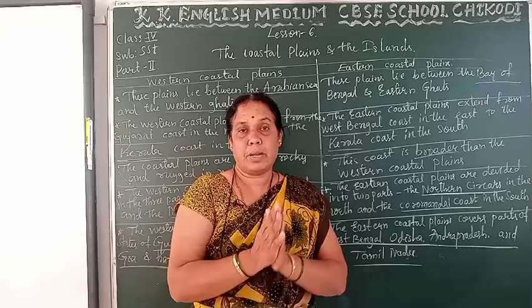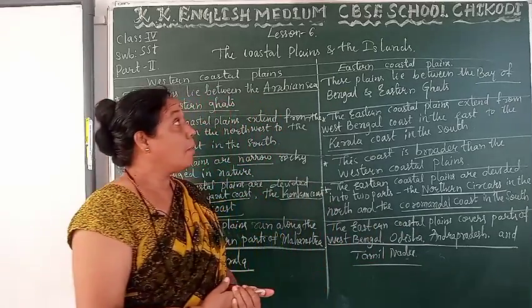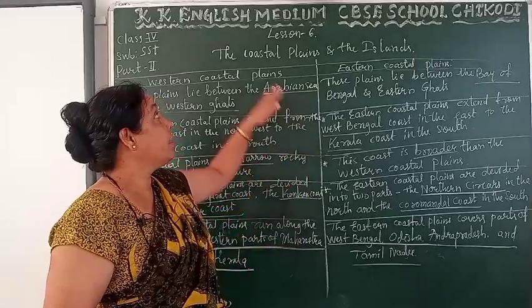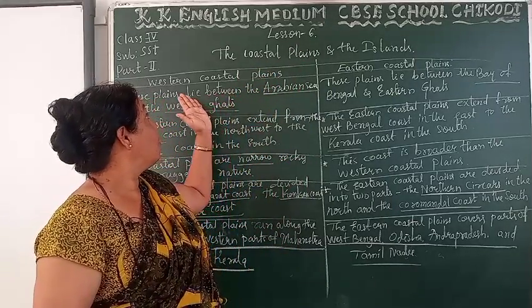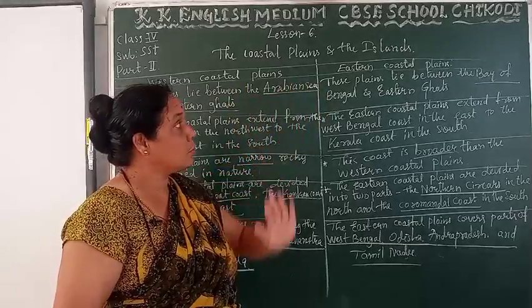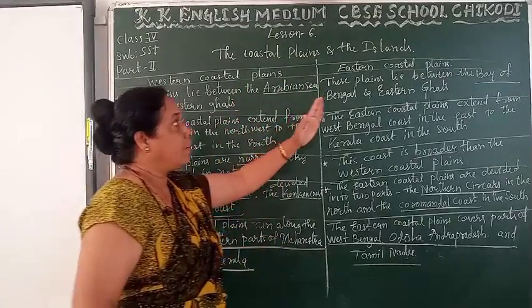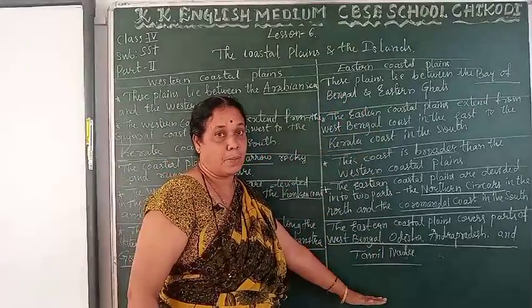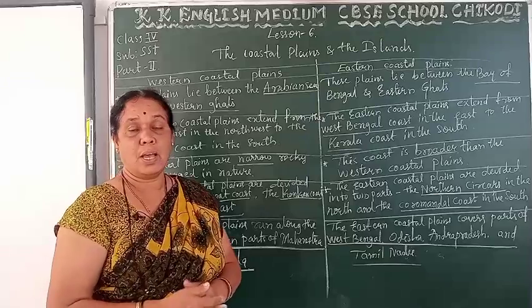So till here today I will stop, and in the next parts I will continue the part that is about the islands. Till here we have learned about the coastal plains. That is, it is divided into two groups, western coastal plain and eastern coastal plain. The remaining part is island, that I will teach you in the next class.